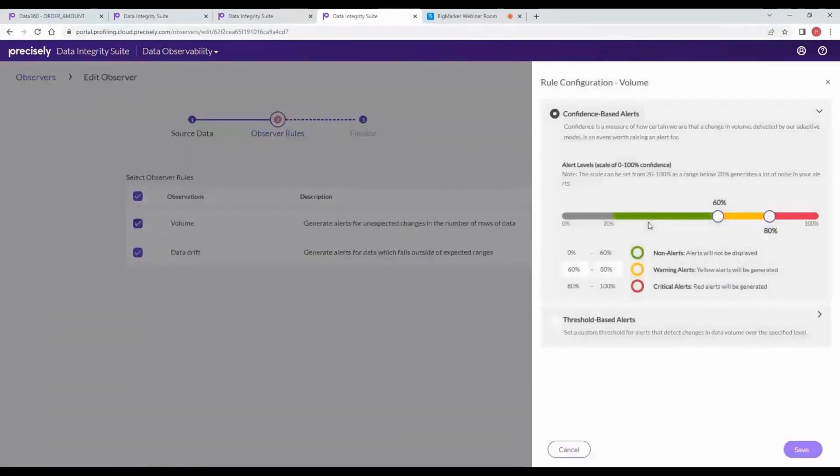The AI engine will actually run and associate a confidence level with every alert. The same goes for the volume. I'm looking at the deviation from the normal. And again, there are different categories in here, where I can change the thresholds based on what I consider critical and what I consider a warning.